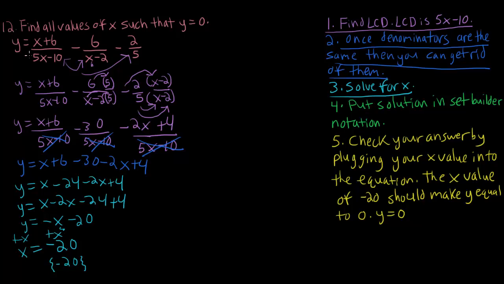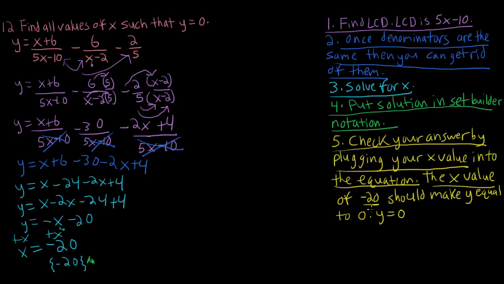And that's actually what I did right here. I put the solution in set builder notation. That's what this is right here. So the last thing we need to do is check the answer by plugging in our x value, and once we put the x value into the equation, the x value, which is negative 20, which is what we have here, should make our equation equal to 0.